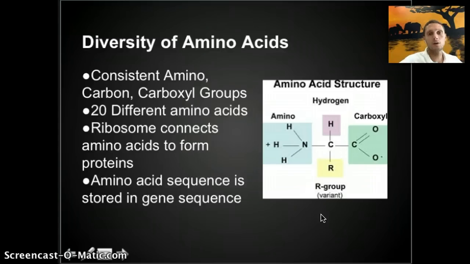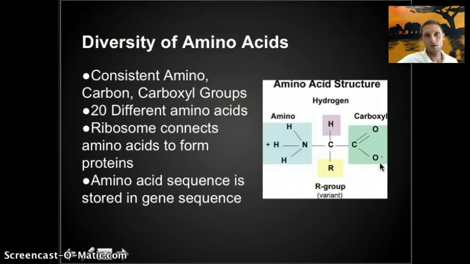Here's a nice image that shows us the basic structure of an amino acid. Each amino acid has an amino group, which is a nitrogen with 3 hydrogens. That's connected to a carbon that has a hydrogen and an R group. We'll talk about that in a second. And then lastly, a carboxyl group. This actually got cut off in this video here, but this carbon is double bonded to an oxygen, and then this oxygen has an H attached to it. It should be an OH.